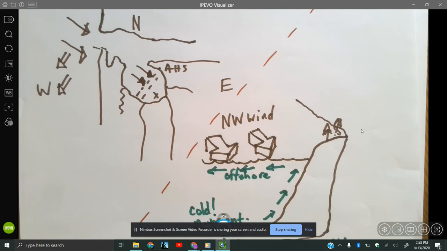So the question's got to be asked, well, what do winds from the northwest do offshore? Since the question is about what's happening offshore, not in Young's Bay, what does this mean is happening offshore?